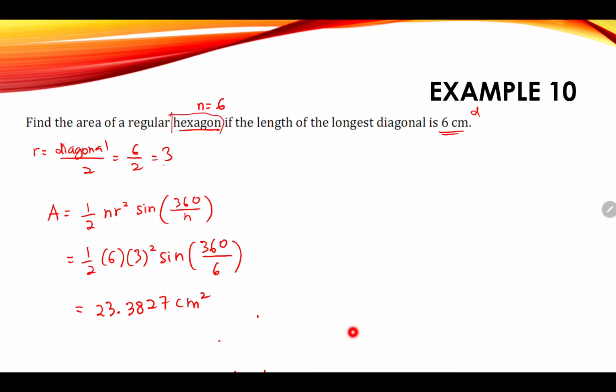Kalau bentuk hexagon boleh guna formula ni. Kena check, sebab formula ni tadi macam yang saya mention tadi, tak boleh guna untuk semua bentuk. Okay, kena check bentuk tu boleh guna ke tak formula R equals diagonal divide by 2.